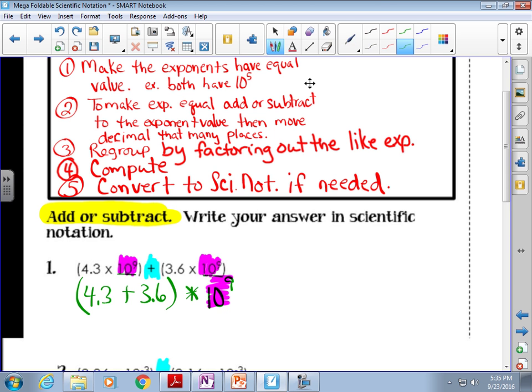Now, step 4 says I can compute 4.3 plus 3.6. You have to remember, if you're not using the calculator, we have to line up the decimals and add up the place values. So I have a 3 in the tenths place, a 6 in the tenths place. 3 tenths plus 6 tenths is 9 tenths. And 4 ones plus 3 ones is 7 ones. So I got 7.9 times 10 to the ninth power. Is this in scientific notation? Yes, it is, because this number is between 1 and 10. So I am done.